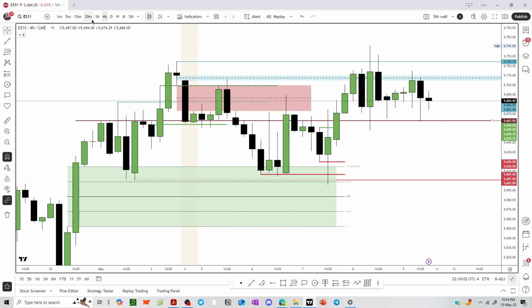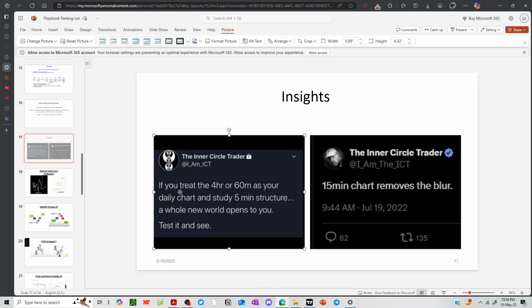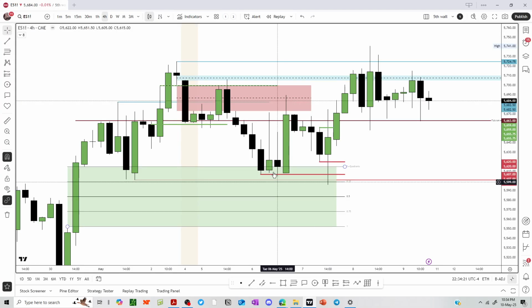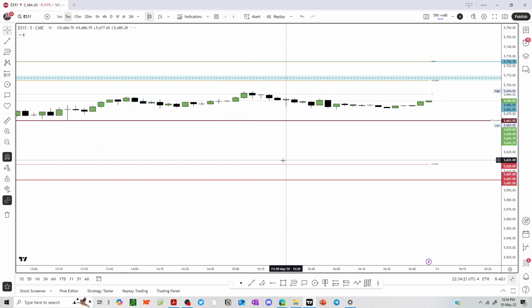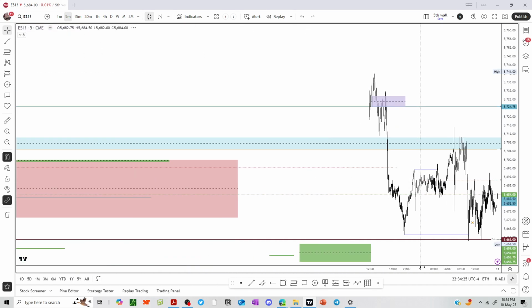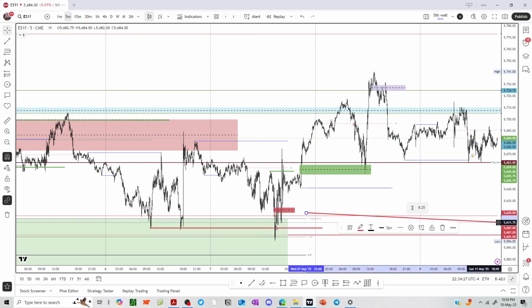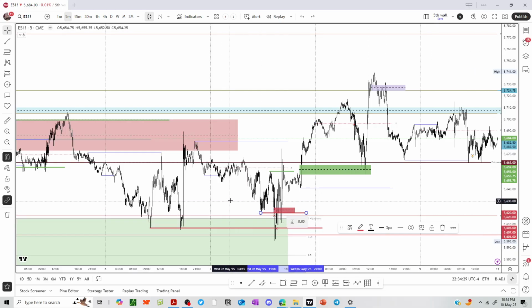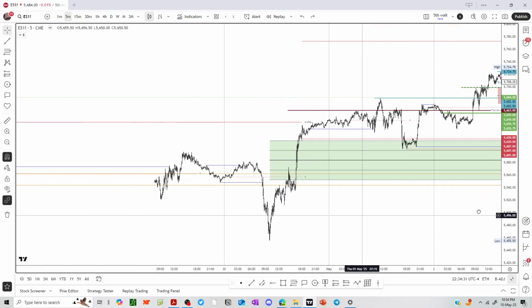And so let's go based off of this. You treat the 4-hour or 60-minute as your daily chart and study 5-minute structure. A whole new world opens to you. Test it and see it, as well as 15-minute charts removes the blur. All right, so anyway, 5-minute chart. Let's go to Monday.